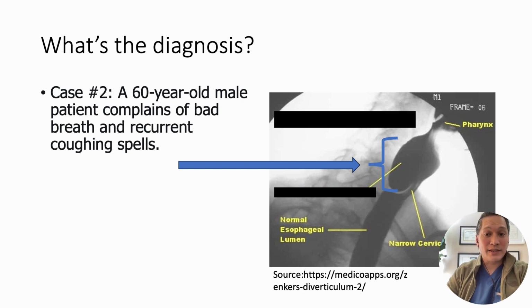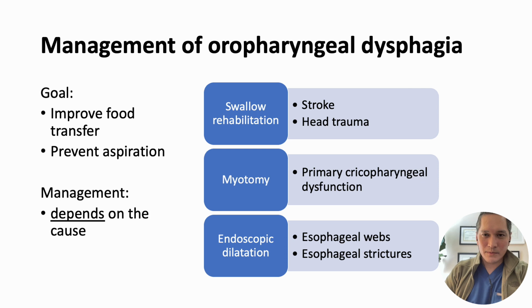This is Zenker's diverticulum, a commonly asked question on your exam and therefore a very high-yield topic to remember. So the primary goals of managing oropharyngeal dysphagia are two: improve food transfer and prevent aspiration. The approach really depends on what's causing the dysphagia.